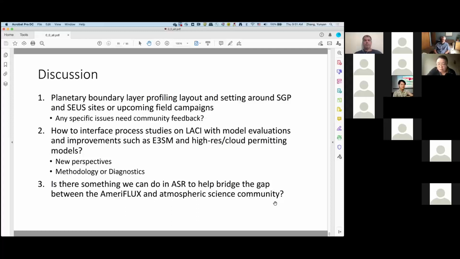Yeah, I also have a question that in your first slides, how about the lower third, the canopy layer? Do we have a good idea about the site selection on this aspect that's well connected to the AmeriFlux community?